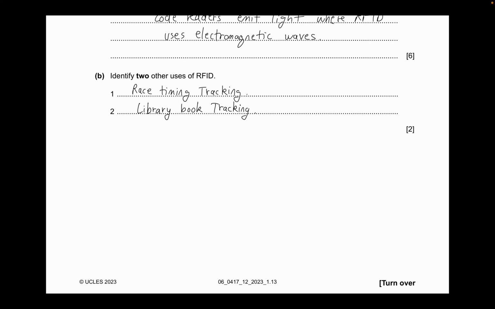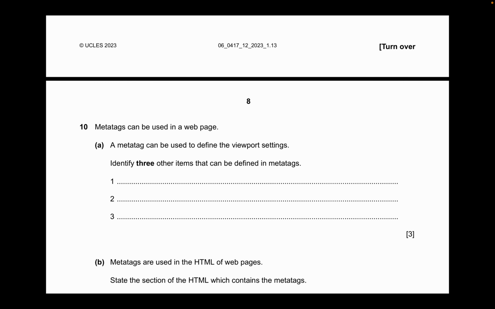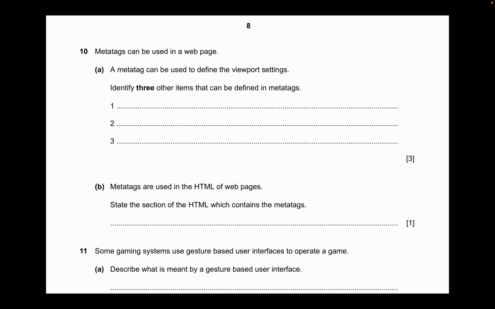Passport cards. Okay, let's move on to the next question. Meta tags can be used in a web page. A meta tag can be used to define the viewport settings. Identify 3 other items that can be defined in meta tags. So this is a meta tag. You can say that it is the name attributes that can be used to define that. You can mention the character set. You can mention the content attributes. Okay, these are for 3 marks.